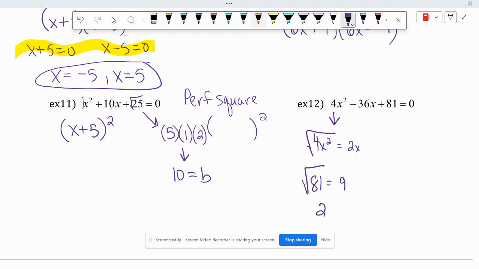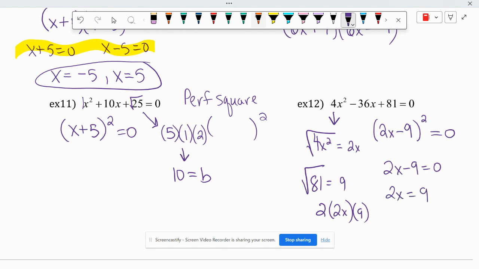2 times the square root of a times the square root of c. What is 2 times 2x times 9? It's 36. That's joined by a minus. So what does that tell me I need to put in my parentheses? A minus. It's going to be 2x minus 9, the quantity squared. And remember in our notes, we proved that that works. But this equals 0, and I forgot to do that on this one. So 2x minus 9 equals 0, or 2x equals 9, divide both sides by 2, x equals 9 halves.